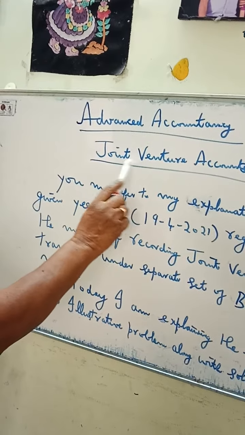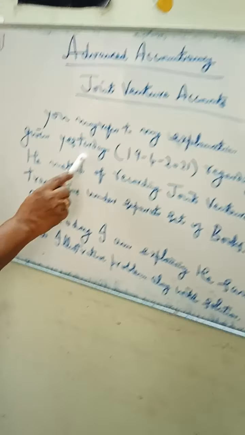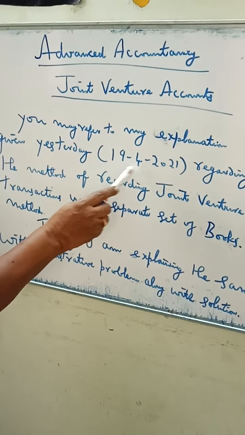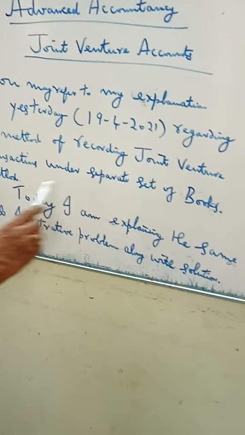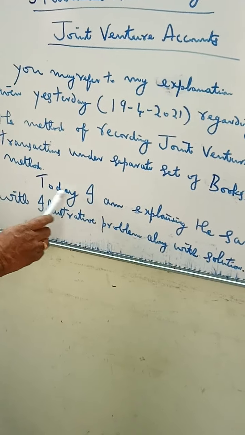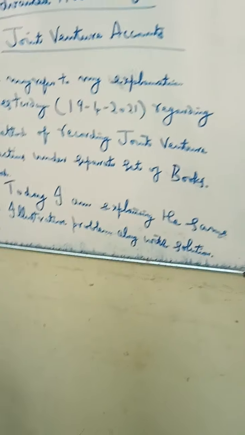Accountancy, joint venture accounts. You may refer to my explanation given yesterday, that is 19/4/2021, regarding the method of recording joint venture transactions under separate set of books method. Today I am explaining the same with illustrative problem along with the solution. Illustration problem.